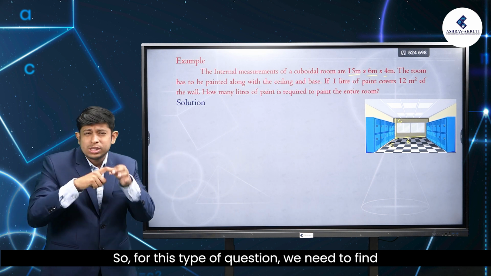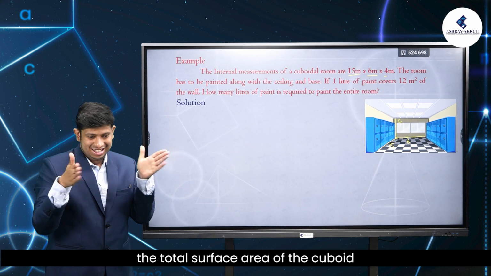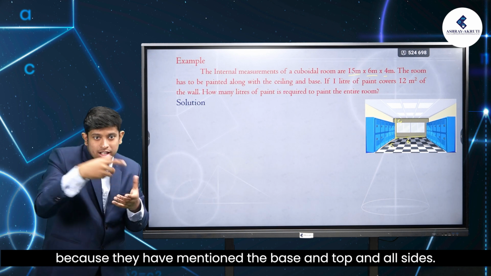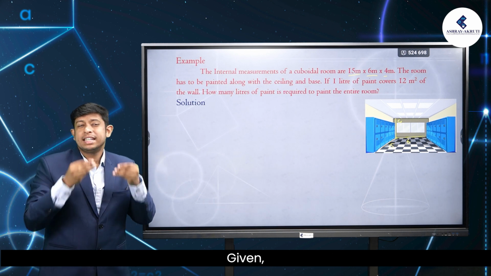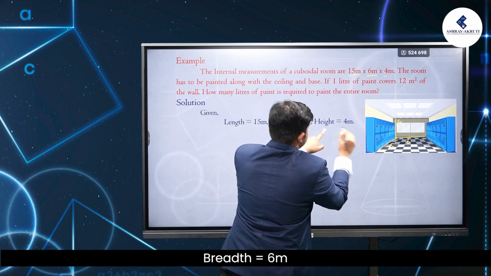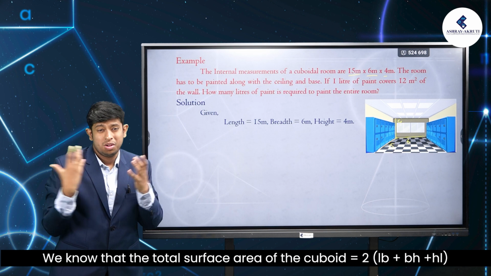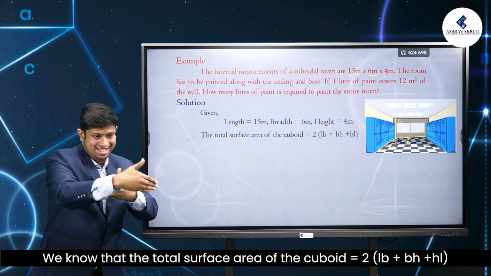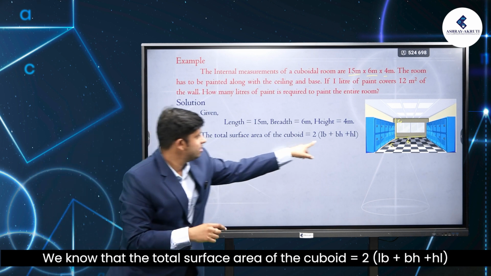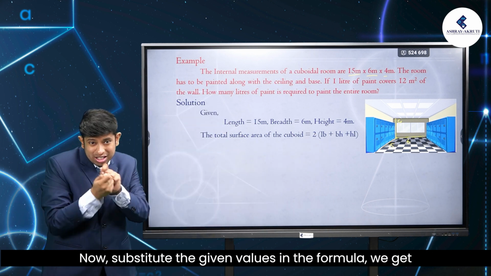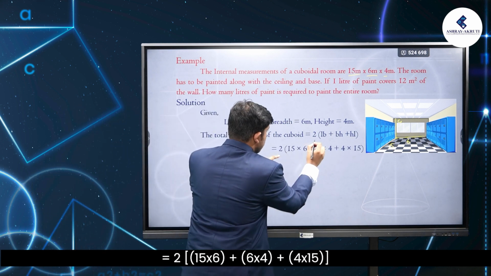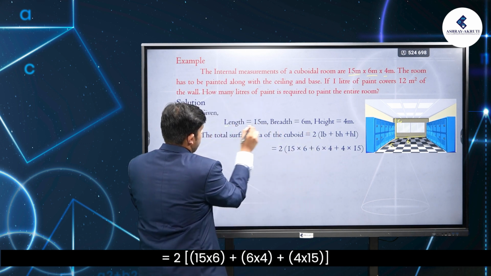So, for this type of question, we need to find the total surface area of the cuboid because they have mentioned the base and top and all sides. Given length is equal to 15 meter, breadth is equal to 6 meter, height is equal to 4 meter. We know that the total surface area of the cuboid is equal to 2 into LB plus BH plus HL. Now substitute the given values in the formula. We get 2 into 15 into 6 plus 6 into 4 plus 4 into 15.